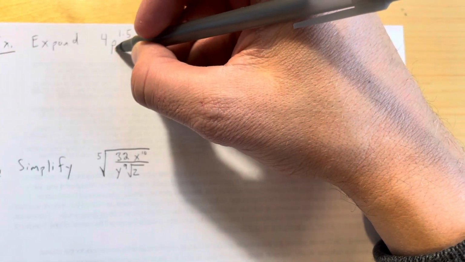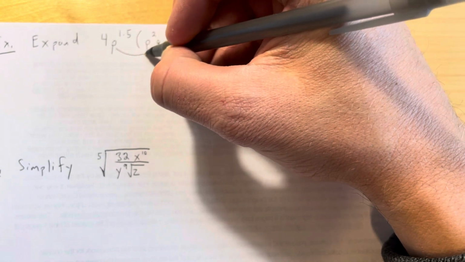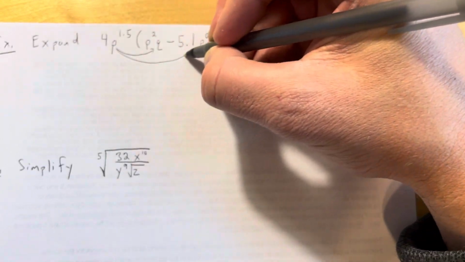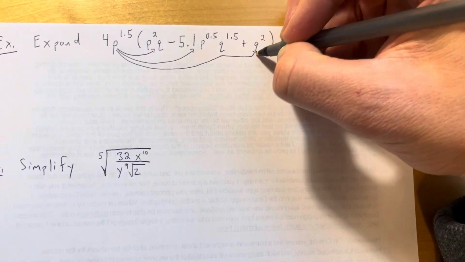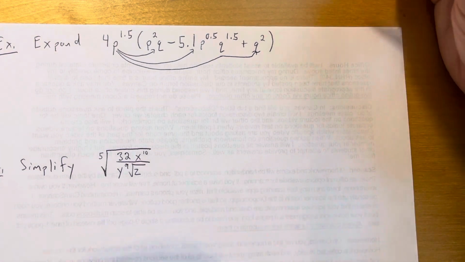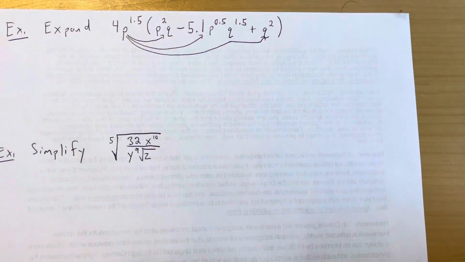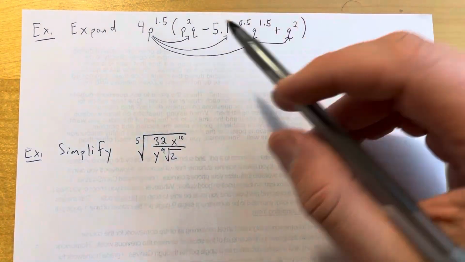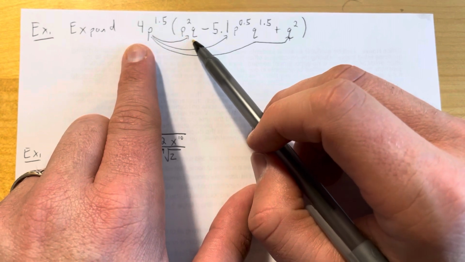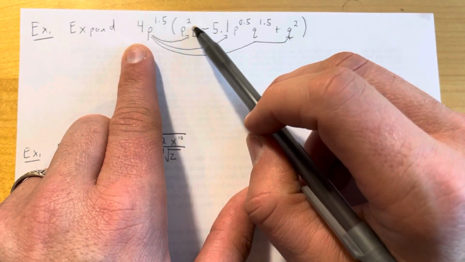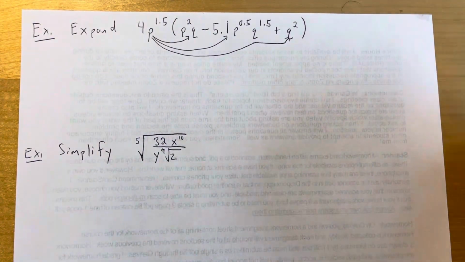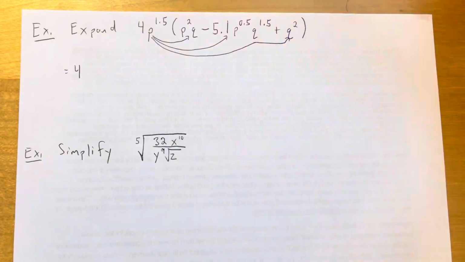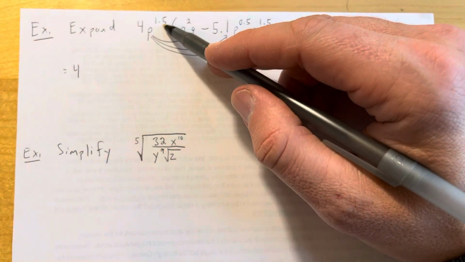I'm going to take this 4p to the 1.5 power and distribute it here, here, and there. Okay? And in the process of distributing, which means I'm multiplying this to each one of these terms, I use my exponent properties to simplify things as I go. So 4p to the 1.5 times this first term. That 4 is the only constant in this whole expression. And this would be called the coefficient for that term. So nothing's happening to that 4. It's going to stay a 4. Then I have p to the 1.5 power.